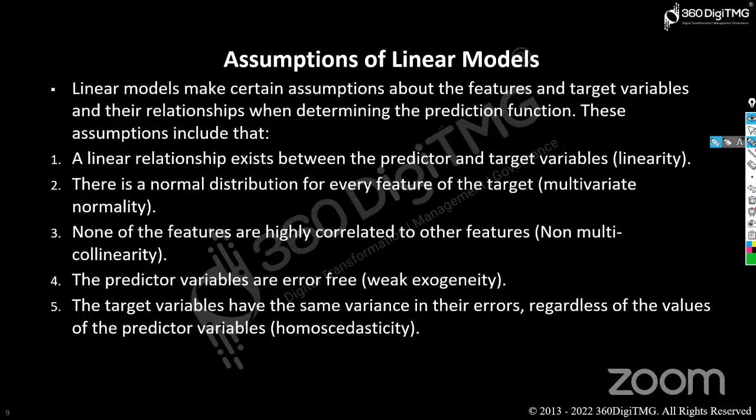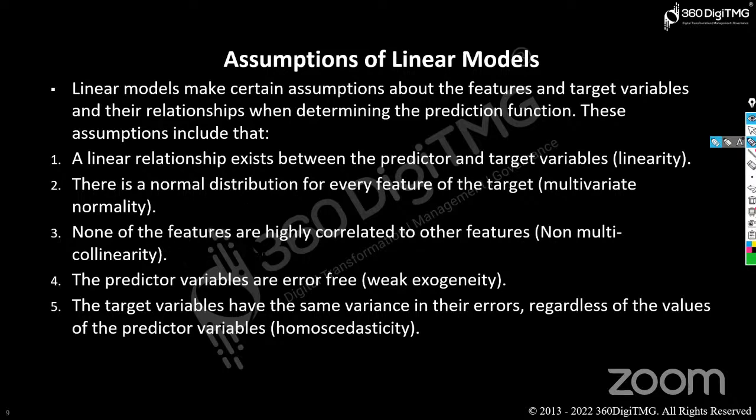Linear model makes certain assumptions about the features and the target variable and the relationship when determining the prediction value. These assumptions include that a linear relationship exists between the predictor and the target variable. That is, linearity should be there. There is a normal distribution for every feature of the target. That means multivariate normality should be there.